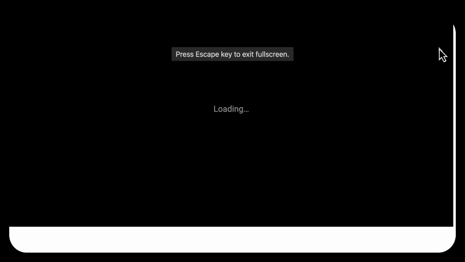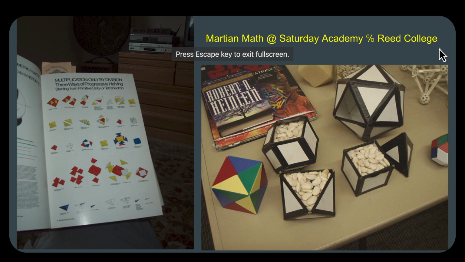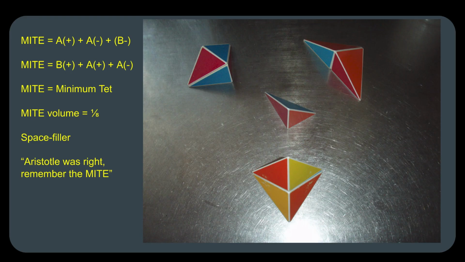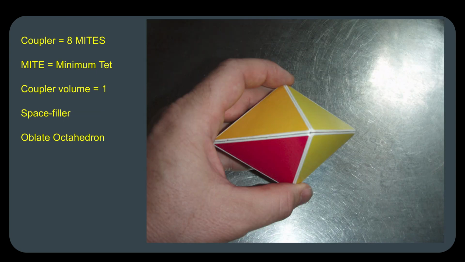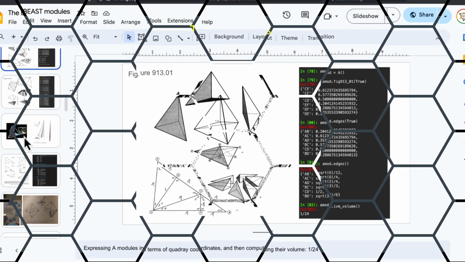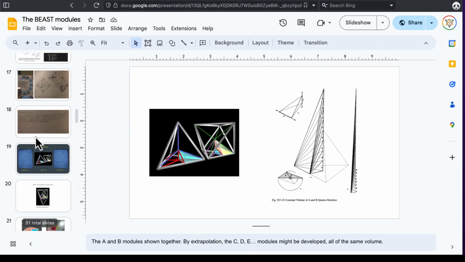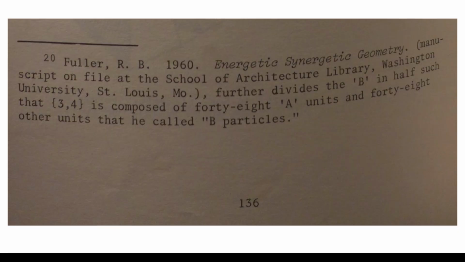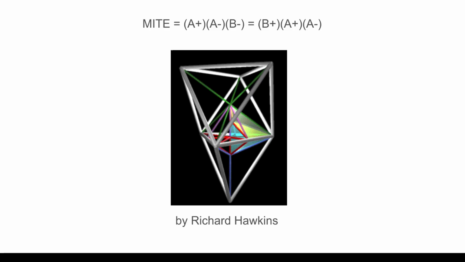Aristotle was right. Remember the mite. Minimum tetrahedron, two A's and a B module, face bonded, and you get this non-handed, non-chiral space filler called the mite, but it doesn't end there. You can glue mites together in a couple ways to get the bite and the right, and then the right itself, there are ways to carve it up, different from just breaking it back apart into two mites. There's a half right and a quarter right, right being one of Fuller's terms. So I'm weaving back and forth between conventional mathematics.